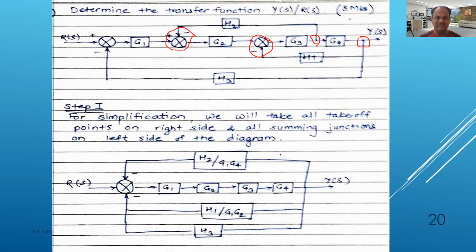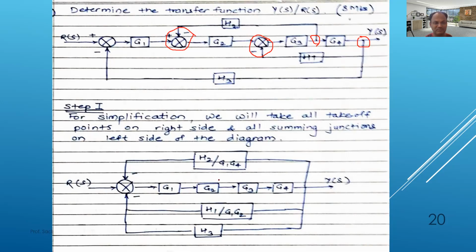So if we look at the second diagram, you will get to know this is converted: H2 divided by G1, G4, because the summing junction has been shifted here, so divided by G1. This takeoff point is shifted here, so it is divided by G4 also. All these will come in series, G1, G2, G3, G4, because all points have been removed. H1 is shifted twice, so H1 divided by G1 and G2. So this will be the second feedback, and the third feedback is H3 as it is.